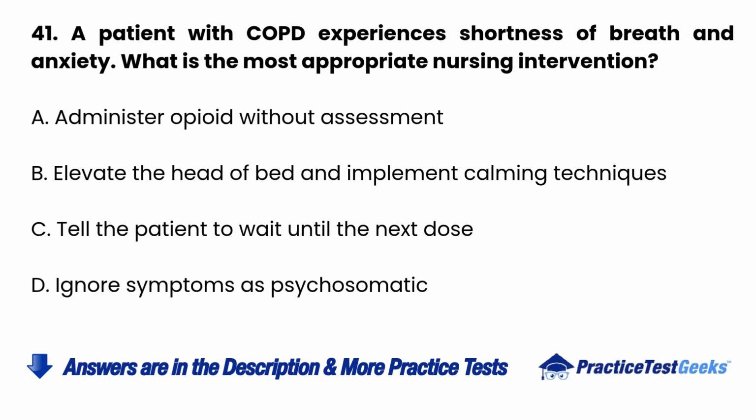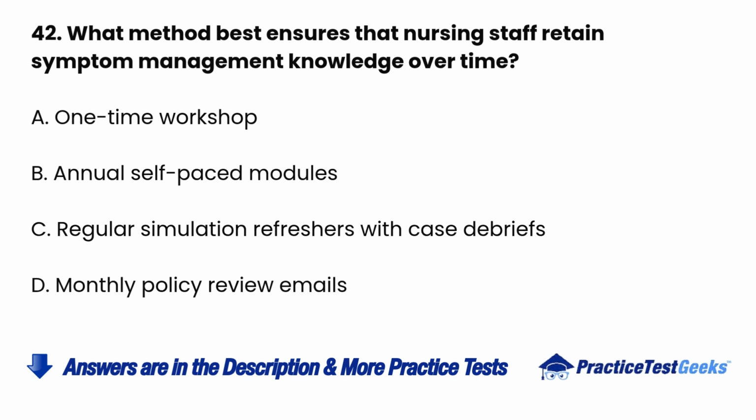41. A patient with COPD experiences shortness of breath and anxiety. What is the most appropriate nursing intervention? A. Administer opioid without assessment. B. Elevate the head of bed and implement calming techniques. C. Tell the patient to wait until the next dose. D. Ignore symptoms as psychosomatic.